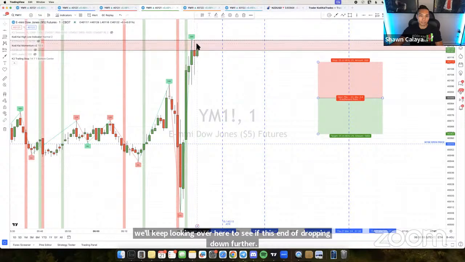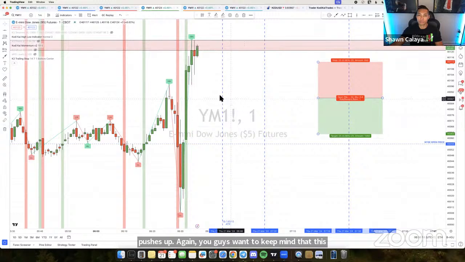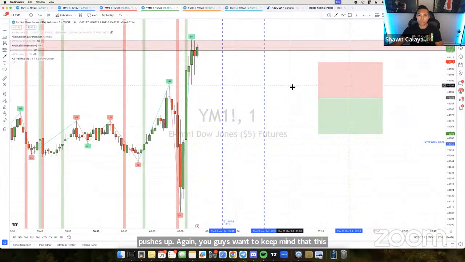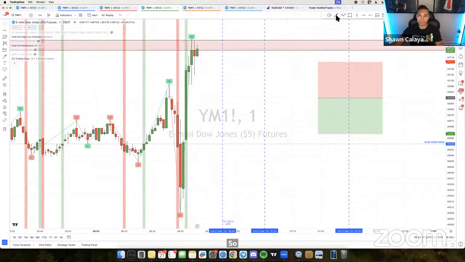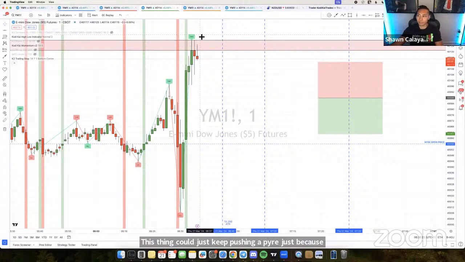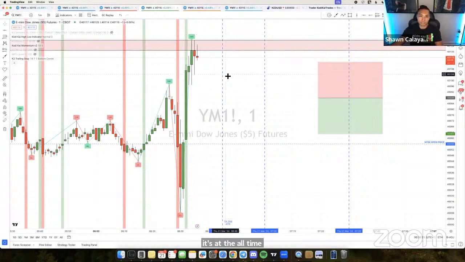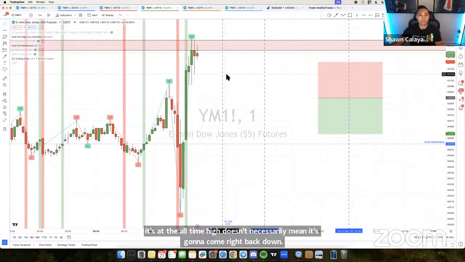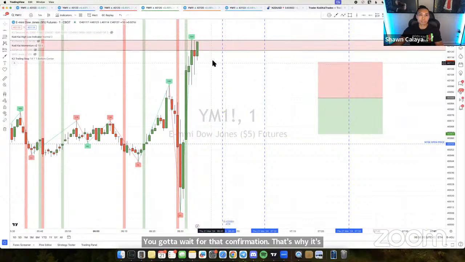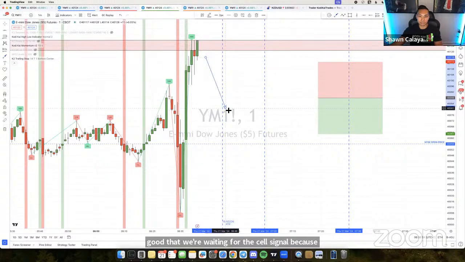Again, you guys want to keep in mind that this is the all-time high. So exactly, yeah, Kenny said never sell because it's at the all-time high. Exactly. This thing could just keep pushing up higher. Just because it's at the all-time high doesn't necessarily mean it's going to come right back down. You got to wait for that confirmation. That's why it's good that we're waiting for the sell signal, because the sell signal is going to confirm, okay, this might be the ceiling and it might be coming back down for retracement, right? Don't just enter right away.